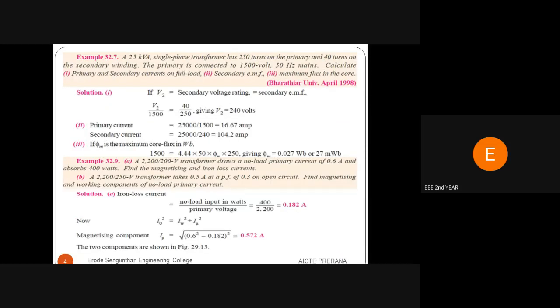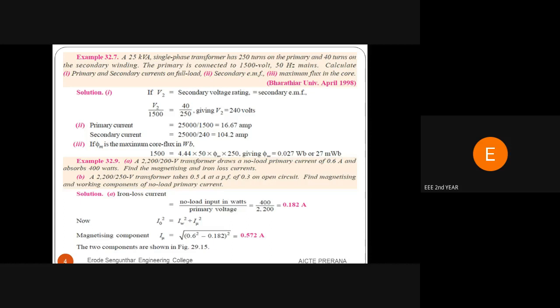Next problem: a 25 kVA single phase transformer which has 250 turns on the primary and 40 turns on the secondary winding. So N1 equal to 250 turns, N2 equal to 40 turns. The primary is connected to a 1500 volt, 50 Hz supply. So V1 equal to 1500 volts, and the frequency of the supply is 50 Hz. Calculate the primary and secondary currents on full load conditions. Second, the secondary induced EMF. Third, the maximum flux in the core. Three parameters we have to determine in this problem.